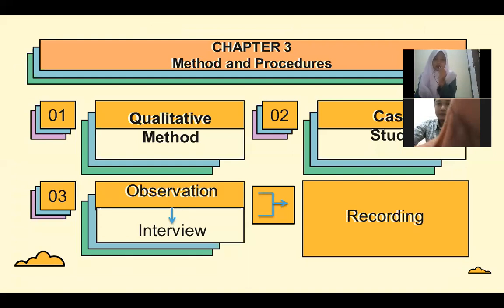And the next slide consists of chapter 3, which is about method and procedures. In this research, I used a qualitative research method with a case study design. Why do I use a qualitative method and a case study design? Because according to Ary et al. 2010, qualitative research is a holistic understanding of a certain event or natural social setting.